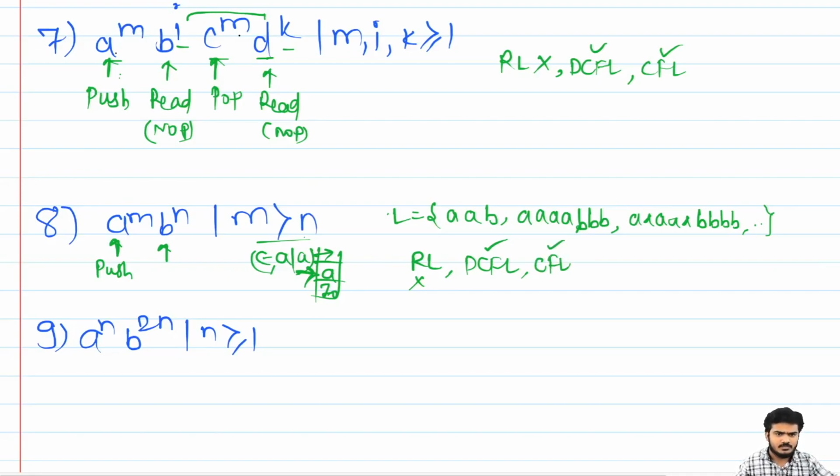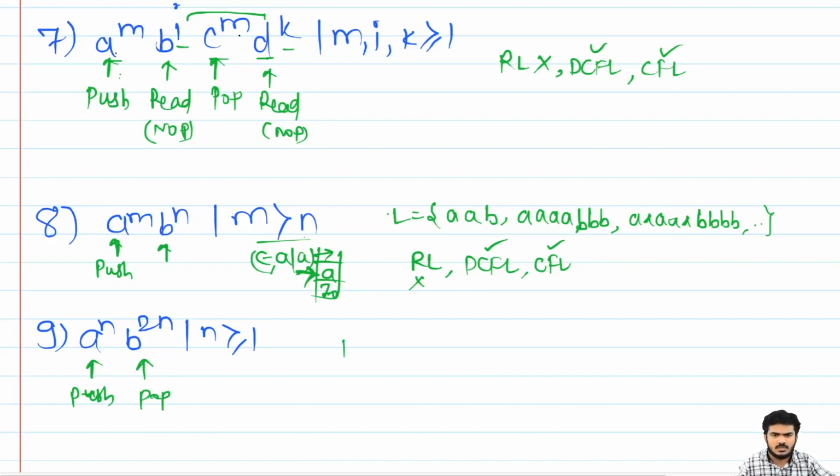Okay, again this is the language a raised to power n, b raised to power 2n. We have already gone through this example. For each a, we will push two a's into the stack, and whenever b starts occurring, we will compare each a with each b and start popping.